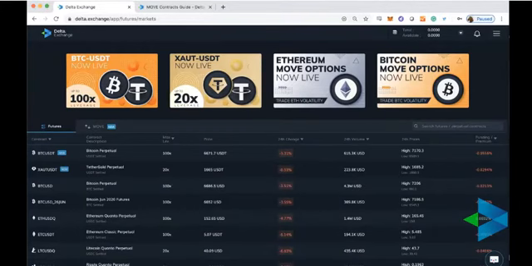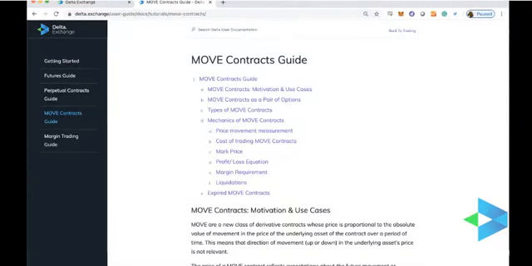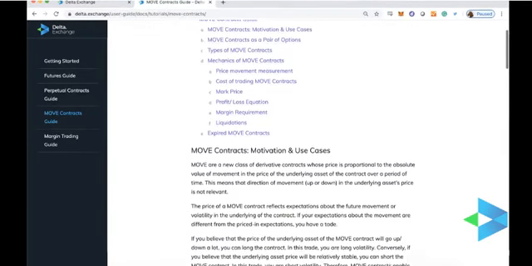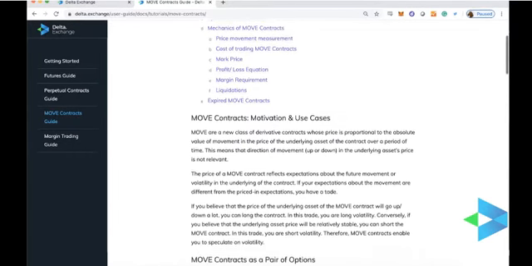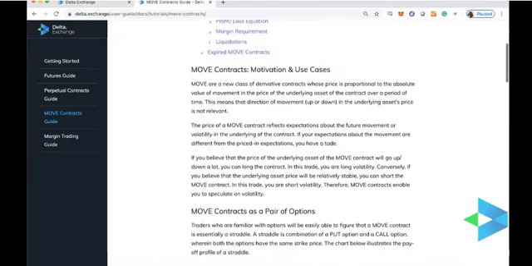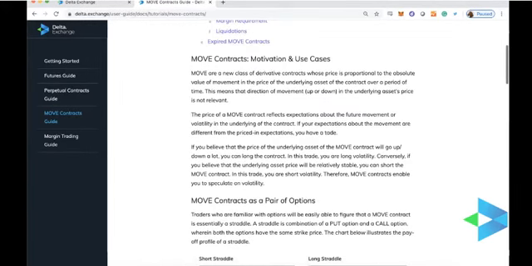Hi everyone. So in this video, we'll be taking a look at move contracts, how they work, and how you can use them to profit off of price volatility on Delta. So move contracts are a new class of derivative contracts on Delta. They work in a way where the price and the value of the contract is proportional to the absolute value of movement in the price and not in the direction of the price movement.